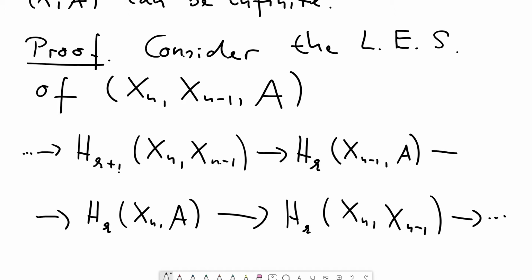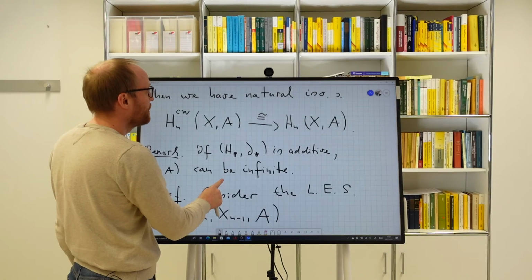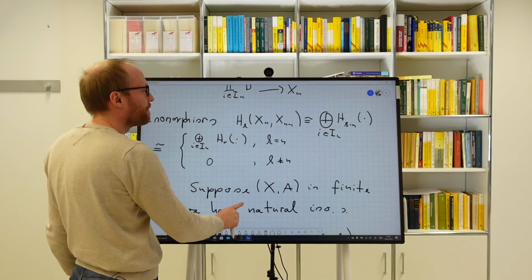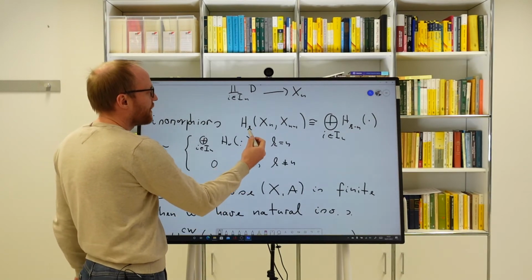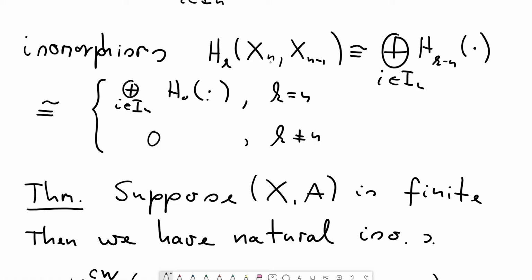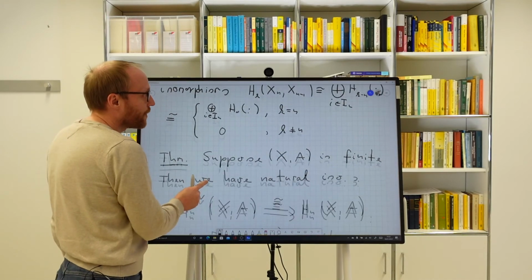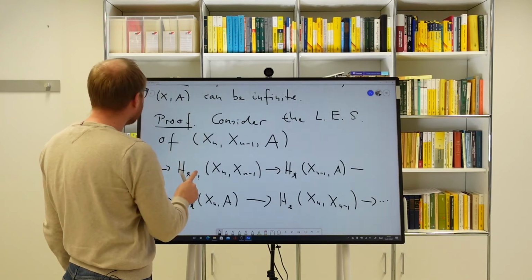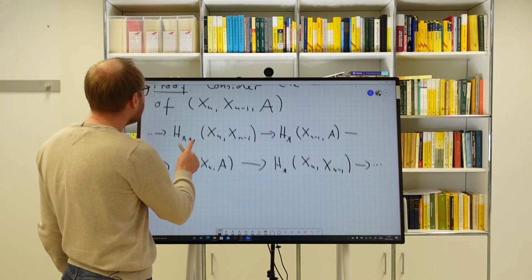Okay, and now we will use the isomorphism which I recalled last time. That was this one. So here we had discussed what this group actually is that appears in the long exact sequence of the triple. So H_k of X_n relative to X_{n-1}, that is this sum of H_0 of the points here if k equals n, but otherwise it's 0. And as you all know, 0 objects in long exact sequences are very convenient because they allow conclusions, and this is exactly what we will use here.